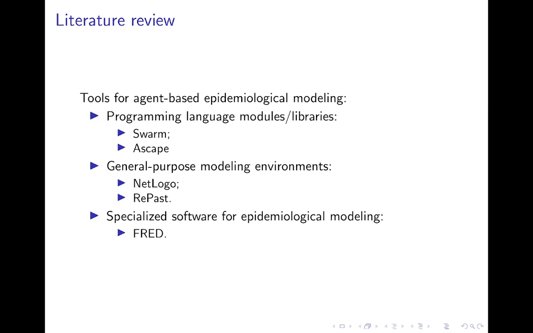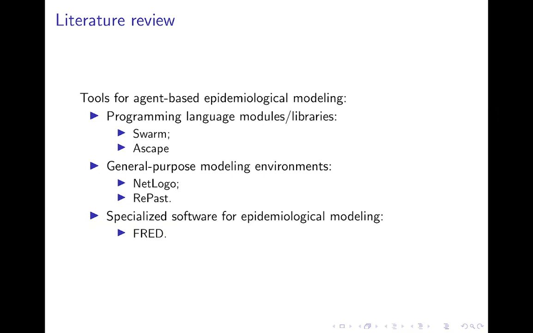The second category is general-purpose modeling environments. This category includes software which is designed to be used for general modeling tasks, like NetLogo and Repast. Often these tools offer an interface to a modeling language which is used to define these models. Even though they can be flexible and suitable for usage in the field of agent-based epidemiological models, their performance is questionable.